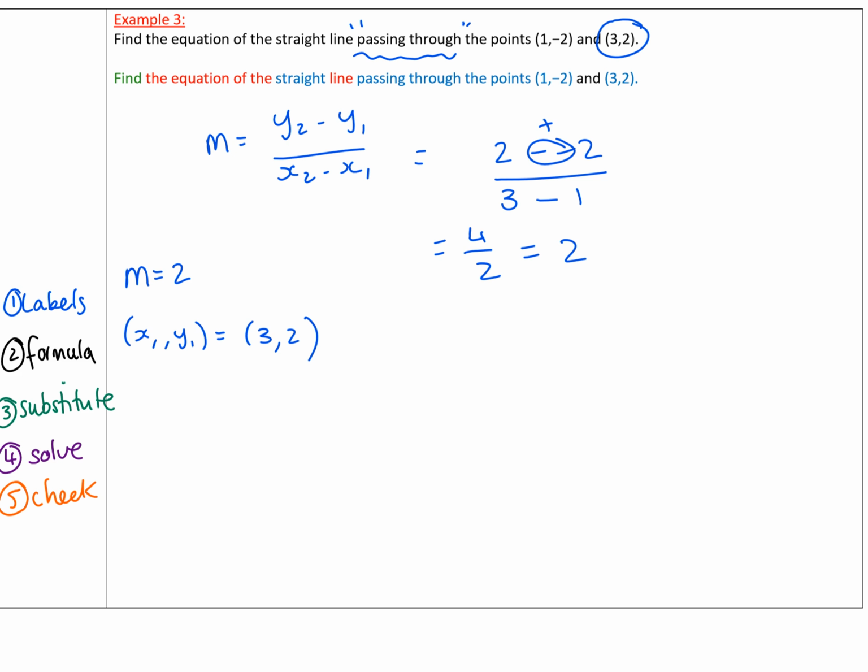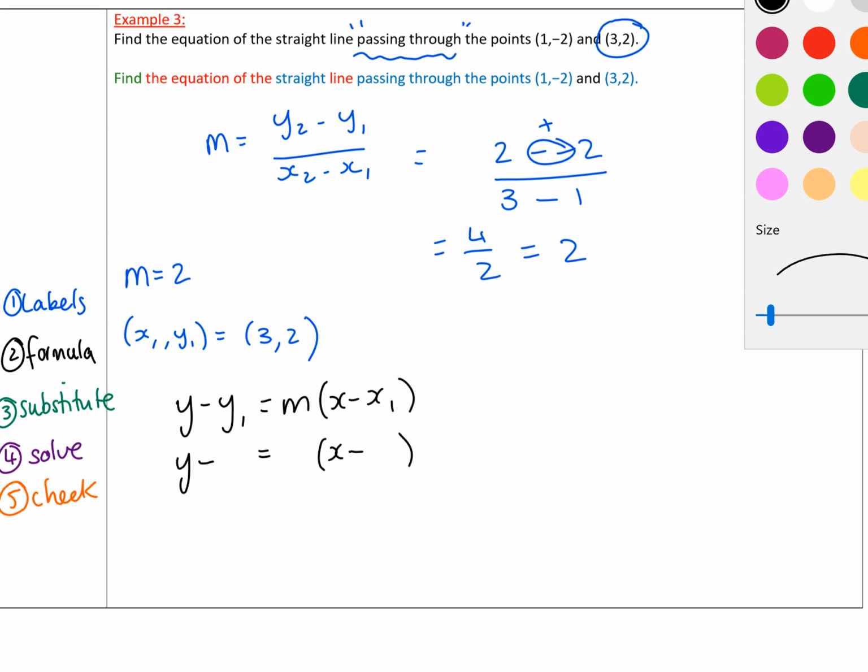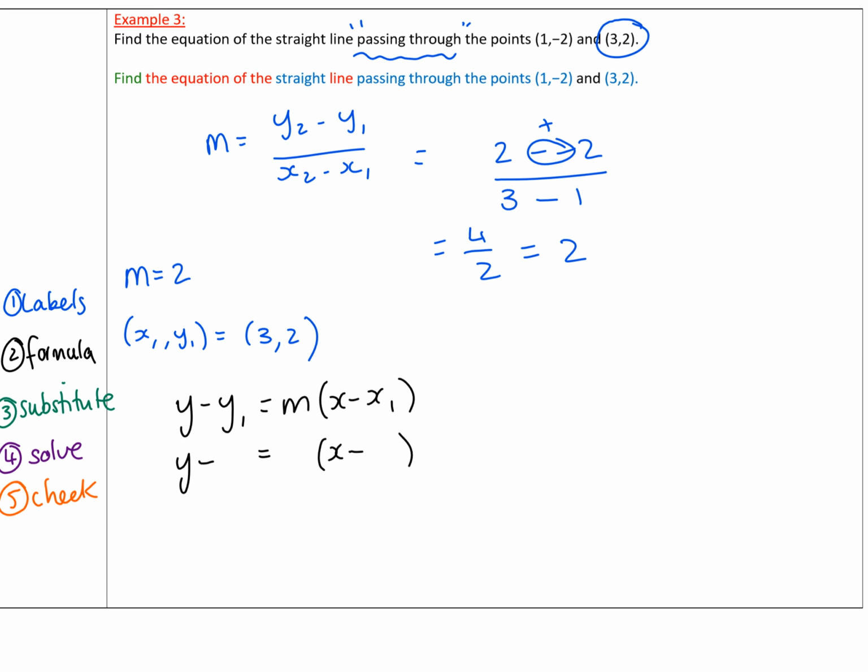So we've done the labels, let's write out the formula. Y minus y1 equals m outside of x minus x1. If I'm now substituting in values, we can see from above, my y1 is 2, my x1 is 3, and my gradient is 2.